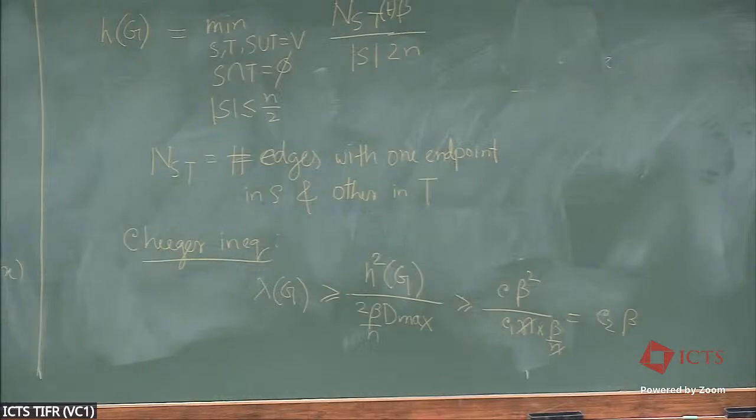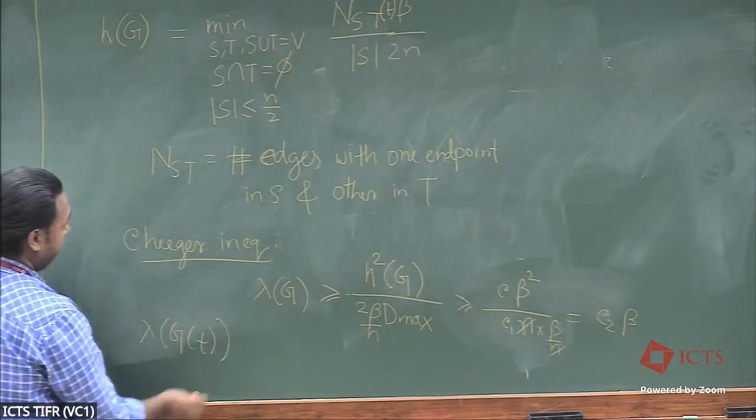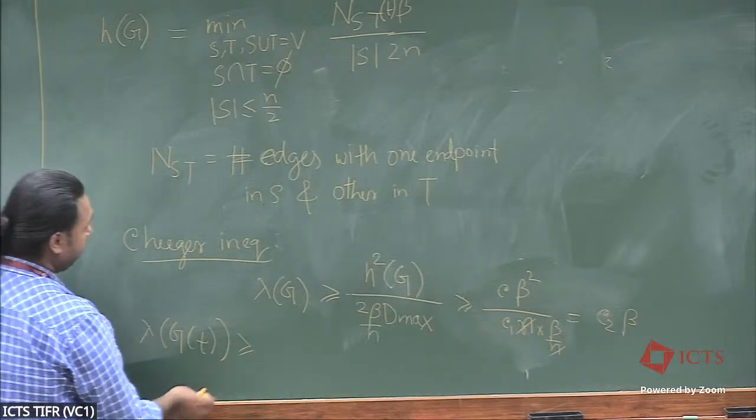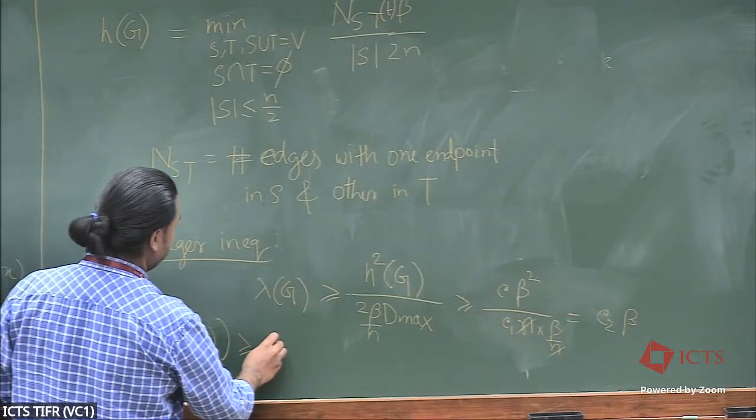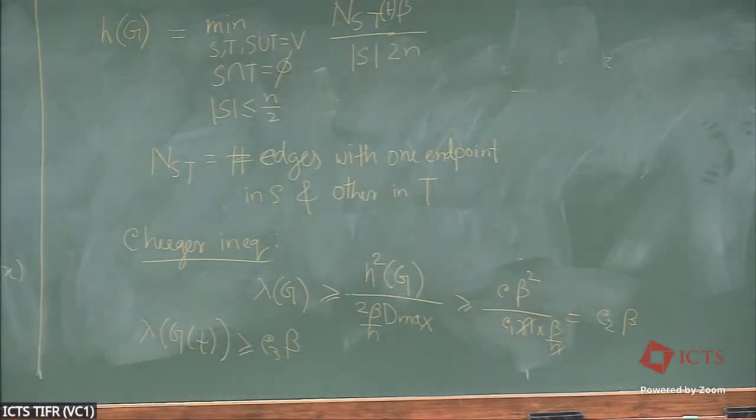So that should be the Cheeger inequality for the initial graph, and then using some stopping time calculation, defining appropriate stopping times, you can also obtain a lower bound for the spectral gap of G_t, and it can be shown that it is also lower bounded by some constant times beta, by defining appropriate stopping times.